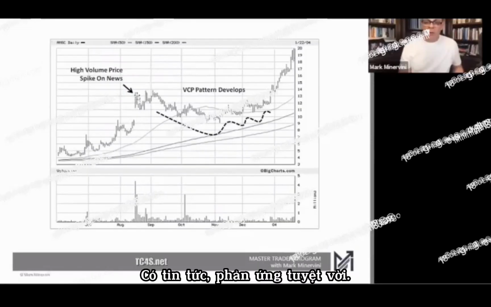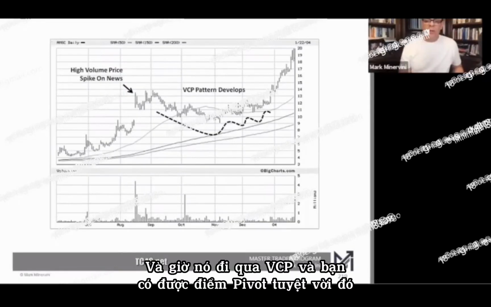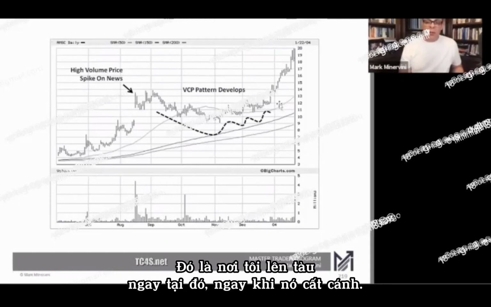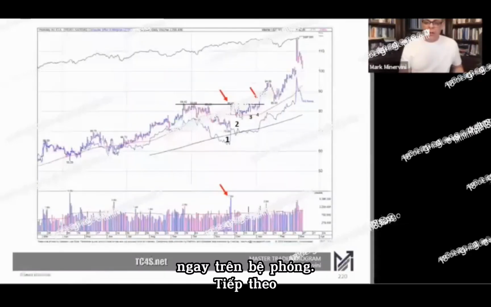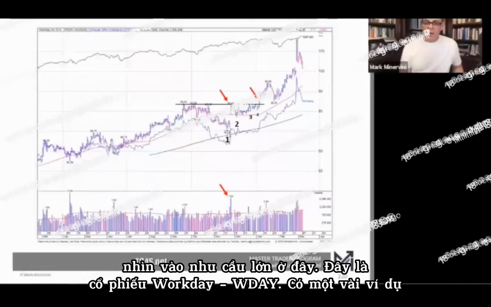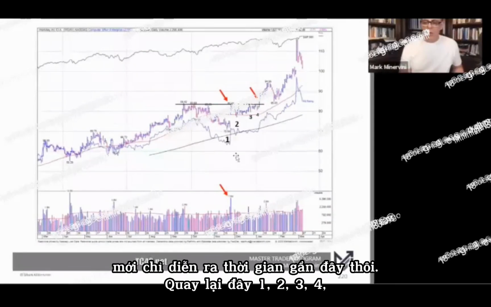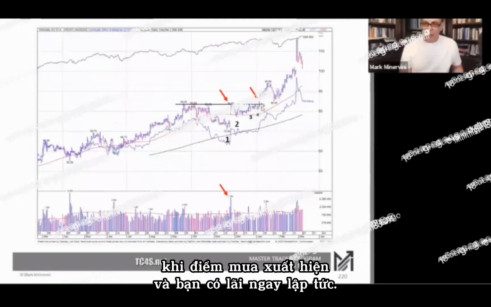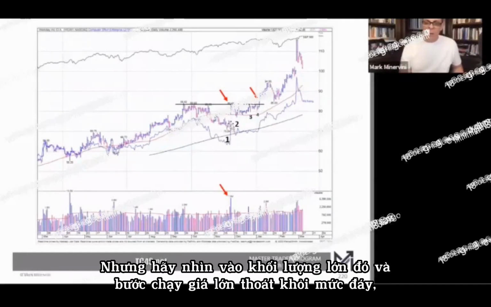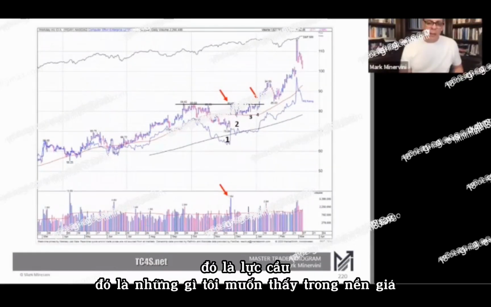Had news, great response. Now it goes through the VCP and you get that nice pivot. This is where I want to be getting on board, right there, just as it takes off and on the launching pad. So again, here, look at the big demand here. This was Workday. There's got a few examples here that are a little more recent. So again, 1, 2, 3, 4. Here's your tightenings, right? And everything's culminating to that buy point where it comes out and you get a profit right away. But look at that big volume and that big move off the lows. That's that demand. That's what I want to see within the base.